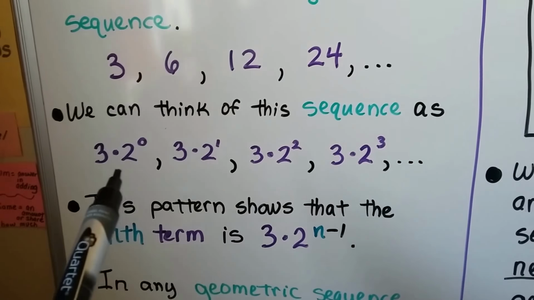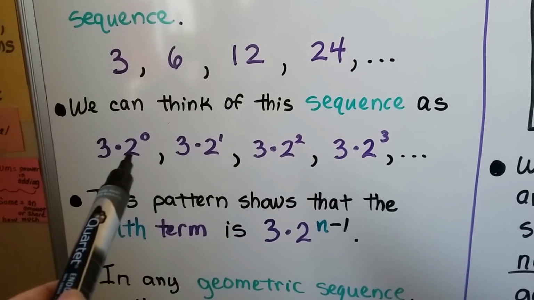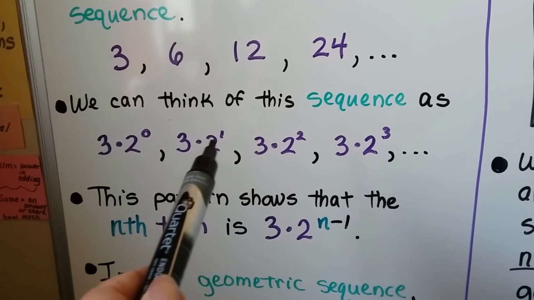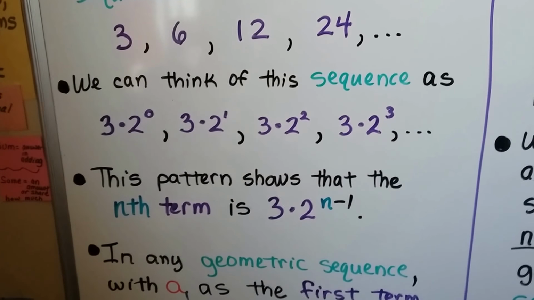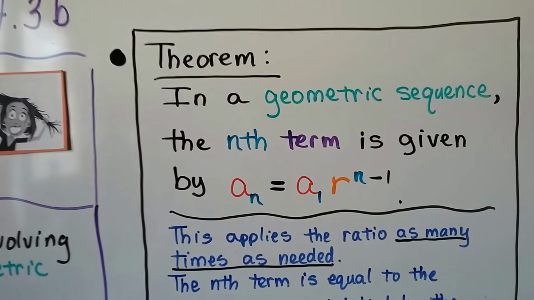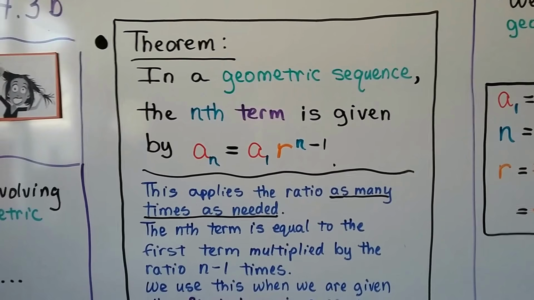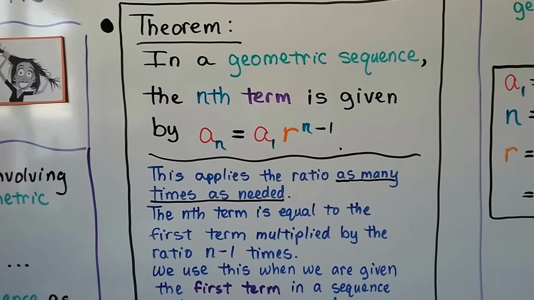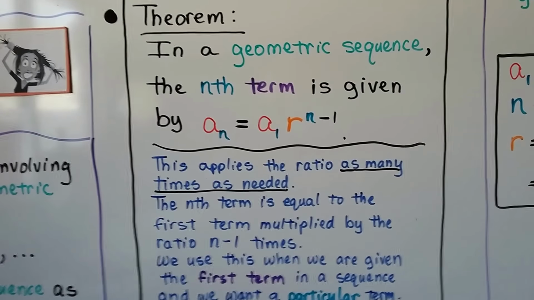So here's the first term, and we've got a 0 exponent. It's 1 less than the number of the term. This is the second term. The exponent is 1. It's 1 less than the number of the term, see? See that pattern? So I have another theorem for you. In a geometric sequence, the nth term is given by a sub n equals a sub 1 times r to the n minus 1 power.